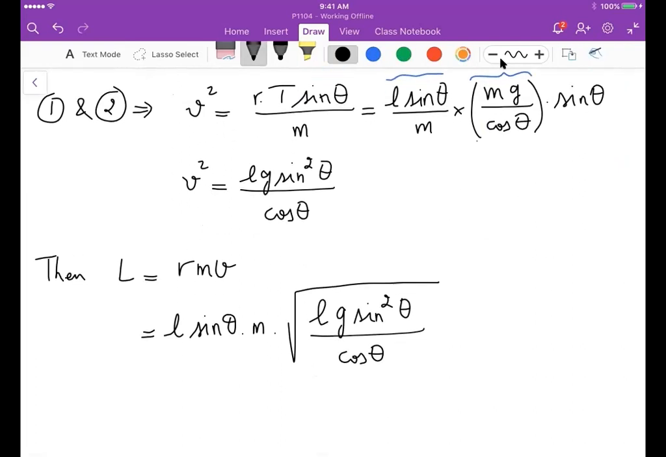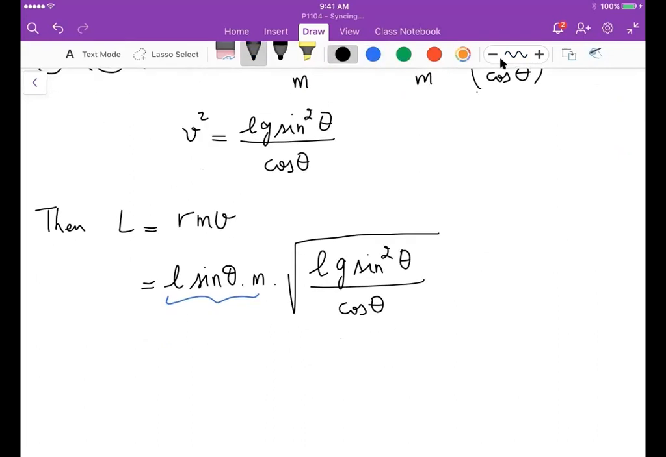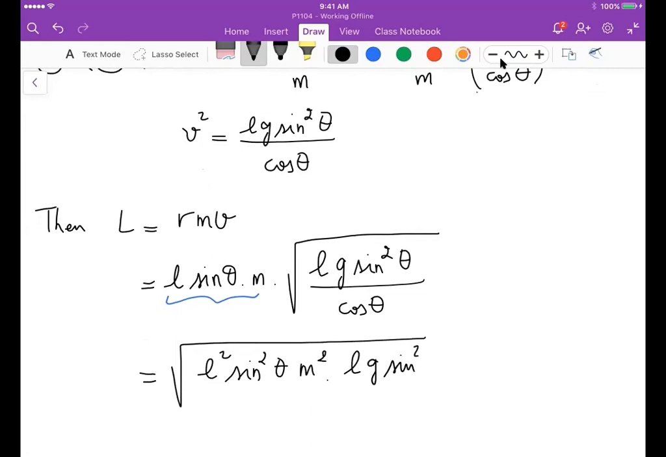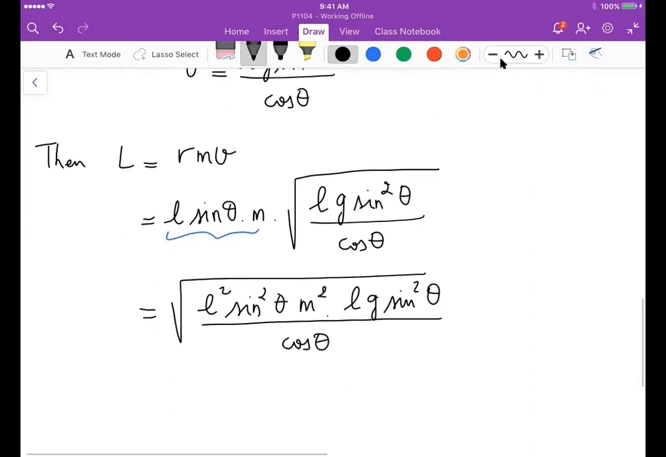In the basic equation that we were asked to prove, all the parameters were under the square root. So I have to bring them all inside, and if I bring them inside, these three terms become squared under the square root. So we are going to write L is equal to the square root of: L squared, sin theta becomes sine squared theta, and M becomes M squared, multiplied by L times G times sine squared theta over cosine theta. And so it is equal to L to the power 3.